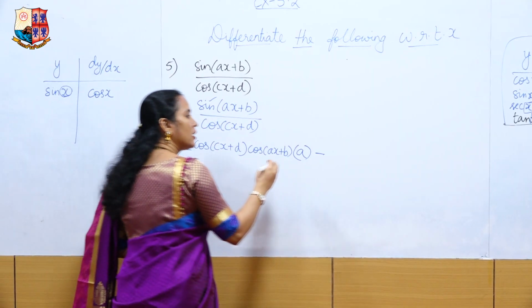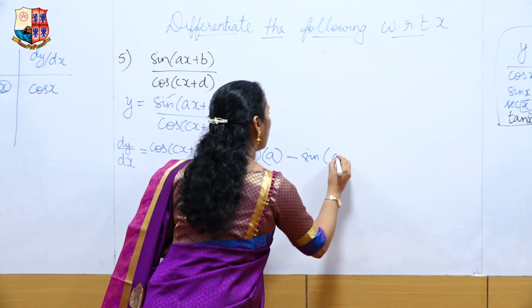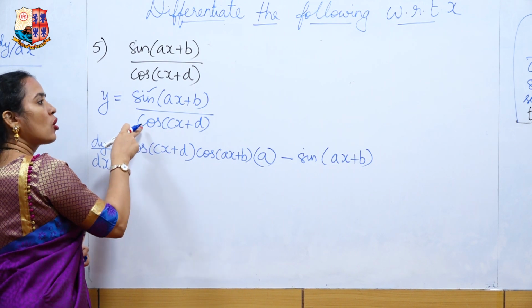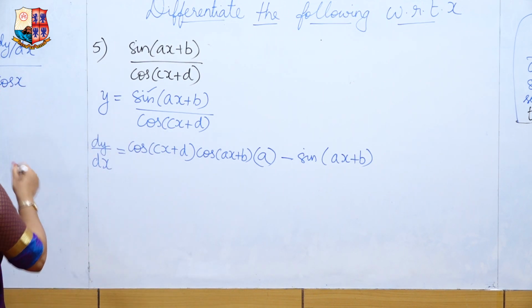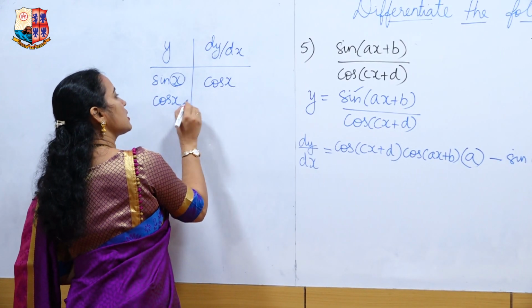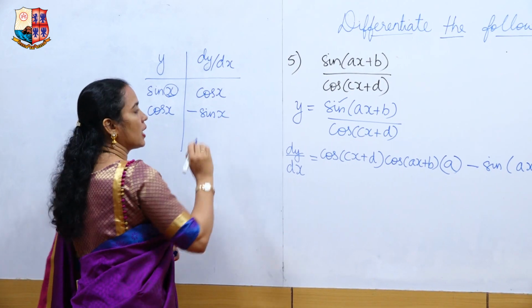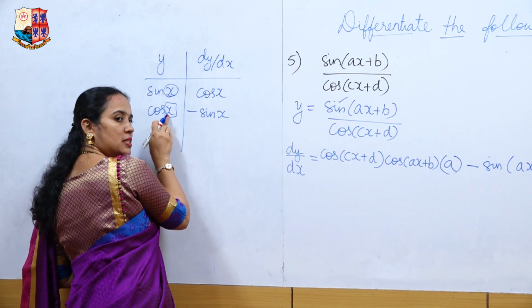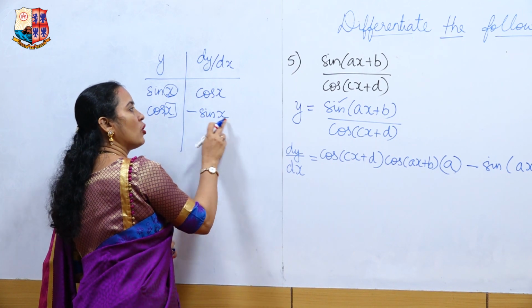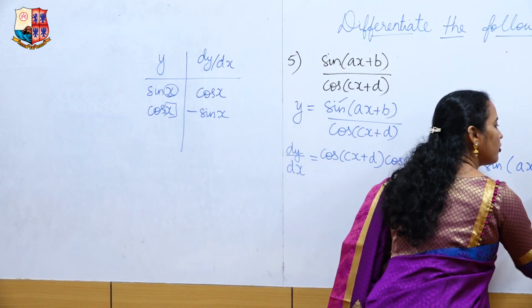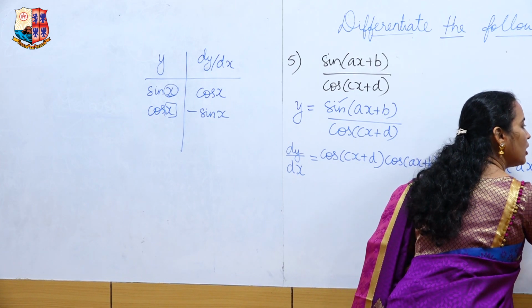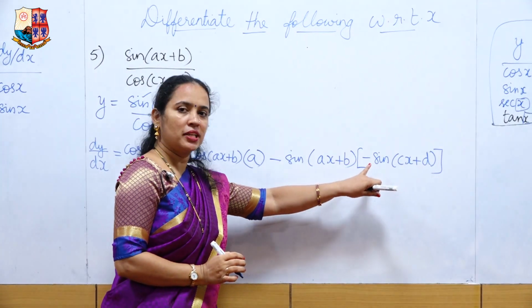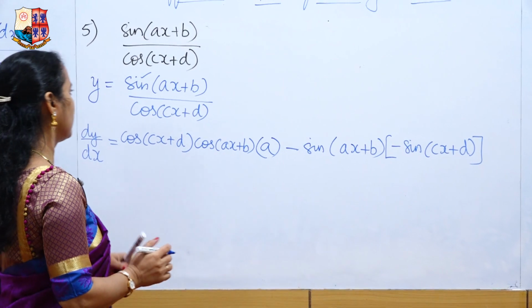Now keep the numerator as it is, sine of ax plus b. Differentiate the denominator, cos of cx plus d. When you differentiate cos x you will get minus sin x. Now you have to differentiate cos of cx plus d, so you will get minus sin of cx plus d. Because you have a negative function here, write it in the bracket, minus sin of cx plus d.